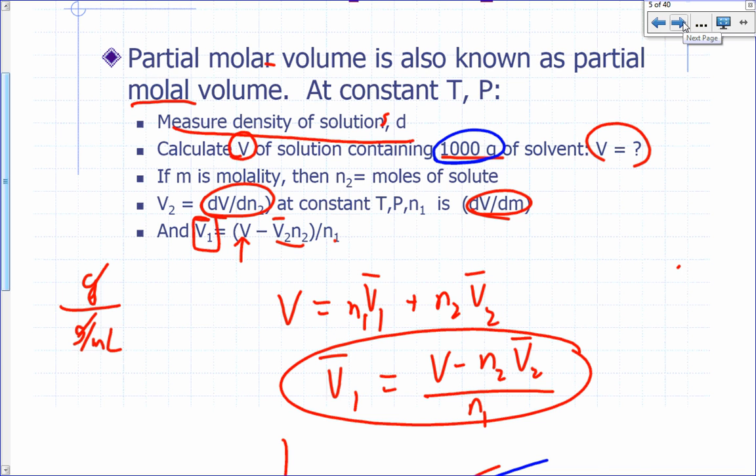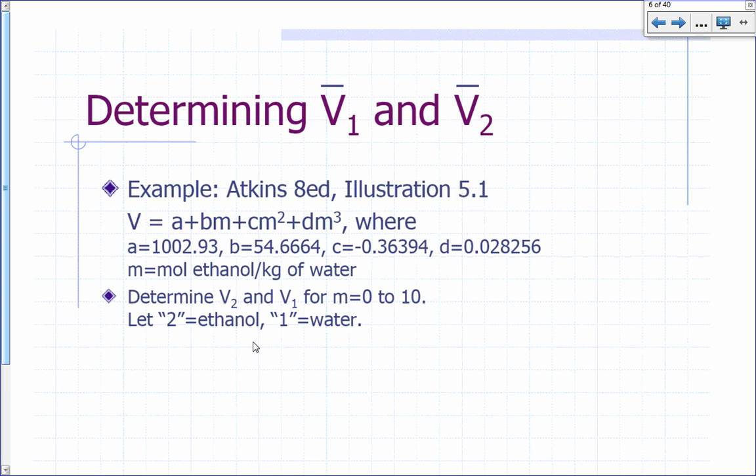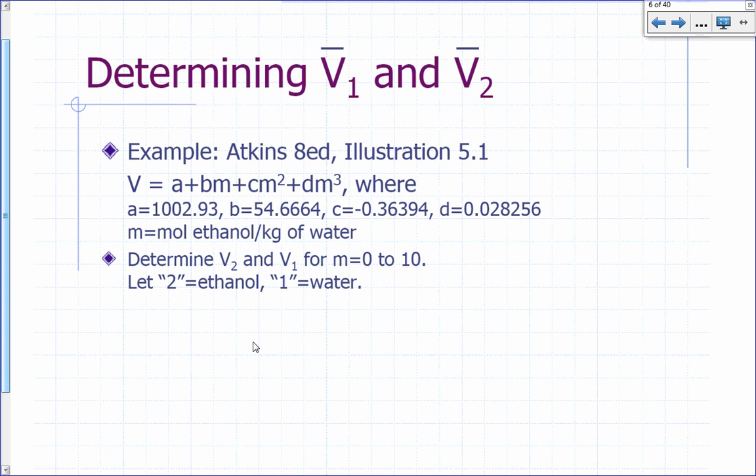Let's look at an example. This is illustration 5.1 in Atkins. Let's say you have a mixture of water and ethanol, and M here is the molality of ethanol, so moles of ethanol per kilogram of water. In this particular situation, the volume is found to depend on the molality. So the volume that contains 1,000 grams of water depends on the number of moles of ethanol added, and the number of moles of ethanol added is just numerically equal to whatever the molality is, right?